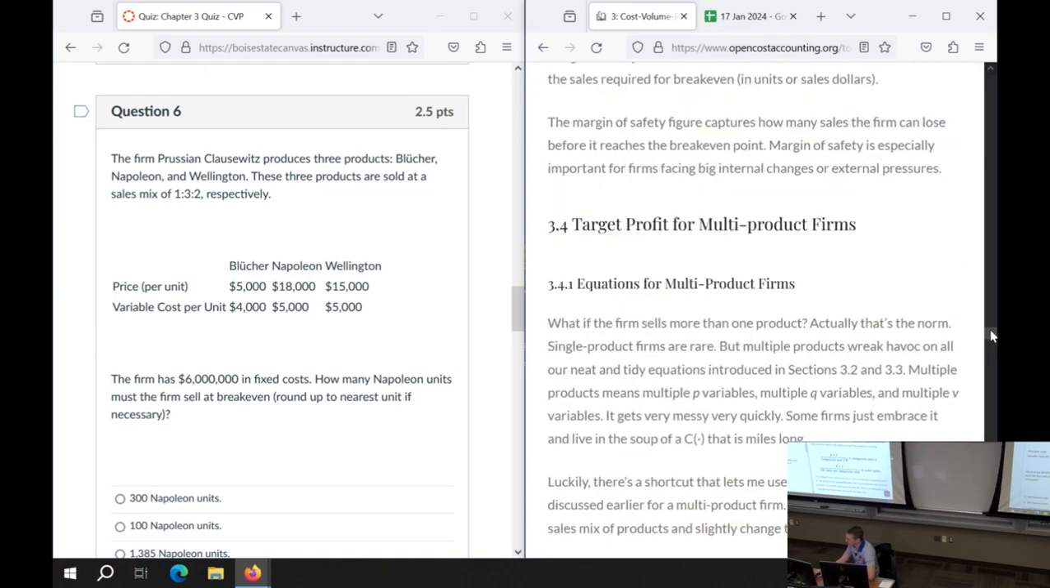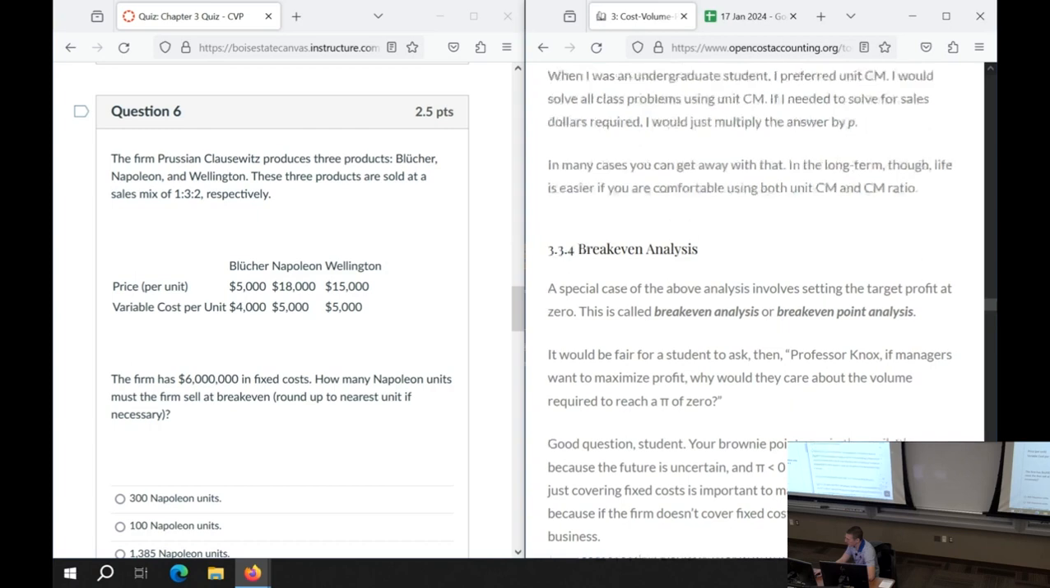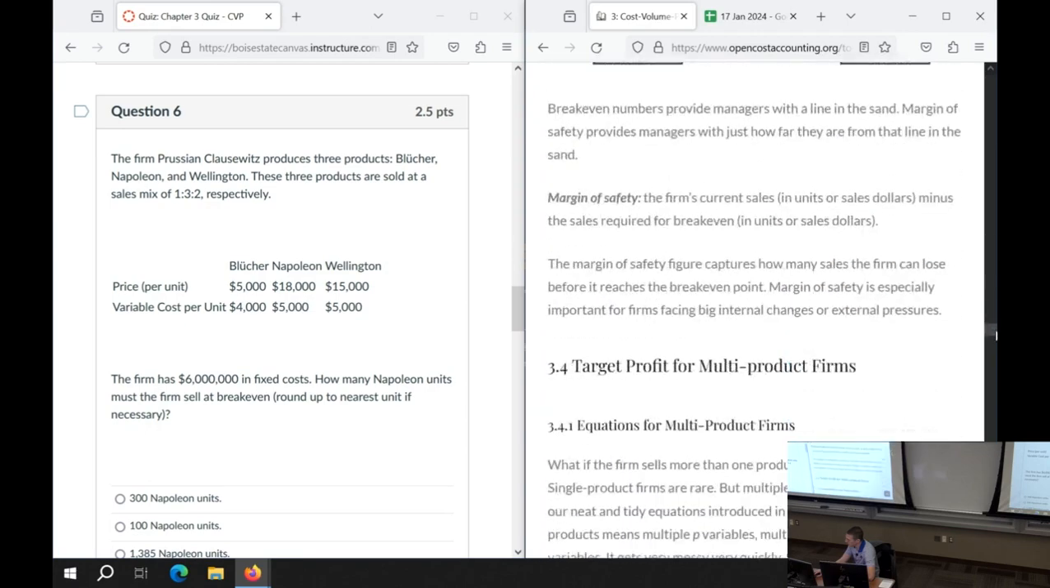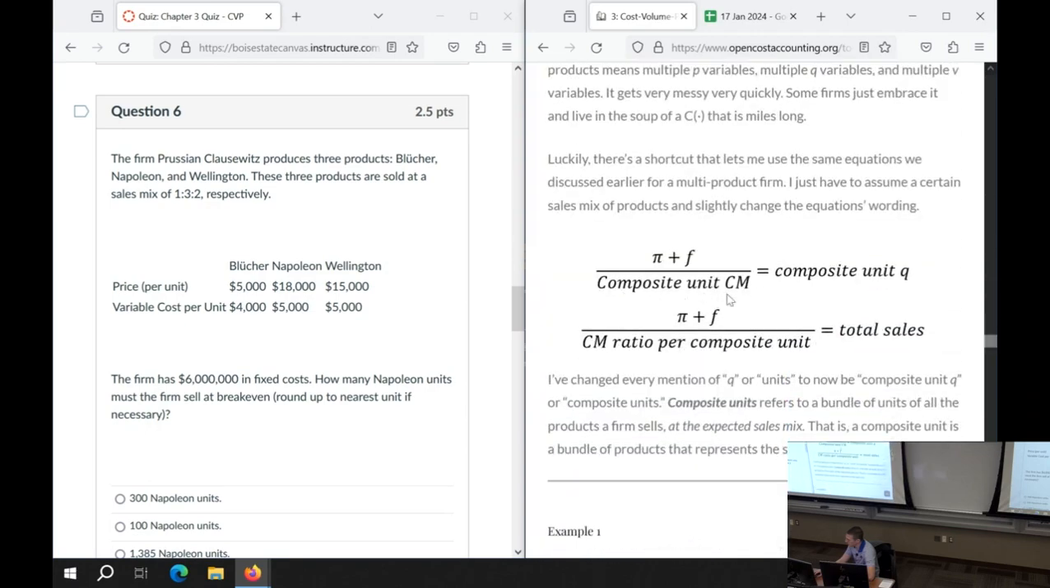So before, we had these right here. Unit CM was in the denominator. And now we have composite unit CM in the denominator. And we get composite unit quantity. So what we have to do when we have multiple products is we have to figure out how to create a composite unit of some kind. We're going to take this sales mix and use it to say, well, let's create a composite unit so we can do the math the same way and make it easy on ourselves.